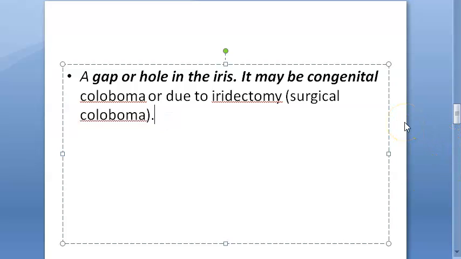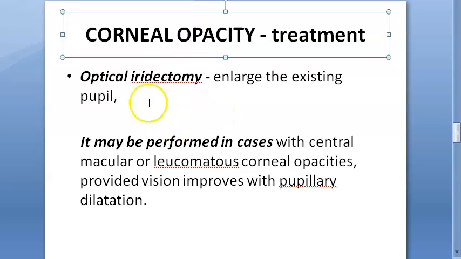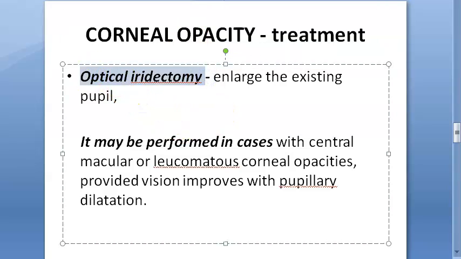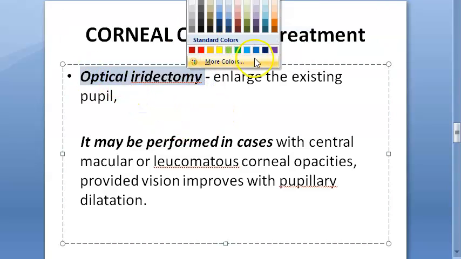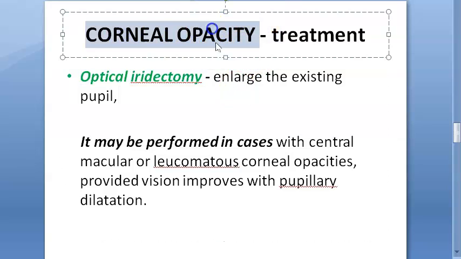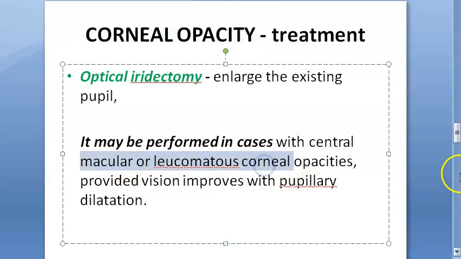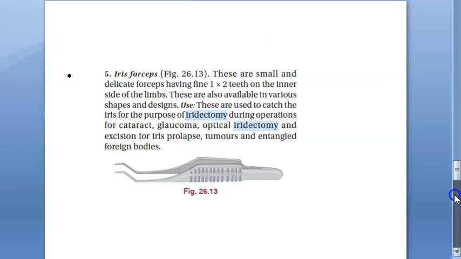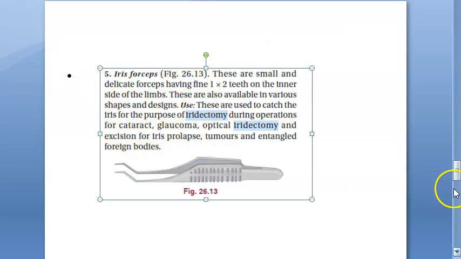So when you see somebody with a hole in the iris, it can either be a congenital coloboma or an iridectomy, which is nothing but a surgical coloboma. In corneal opacity, we told you they'll do something called an optical iridectomy. So in the exam, they will ask you what is optical iridectomy. You will say you enlarge the existing pupil, mainly in corneal opacity, so that you can improve the vision by pupillary dilatation. What type of corneal opacities? Nebular, macular, leukomatous.